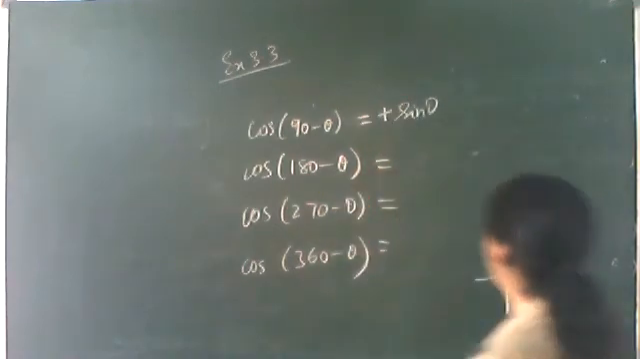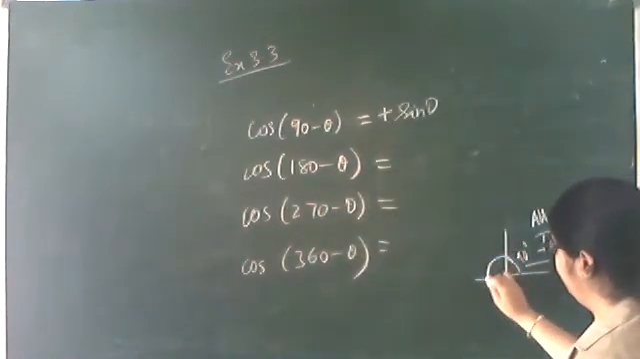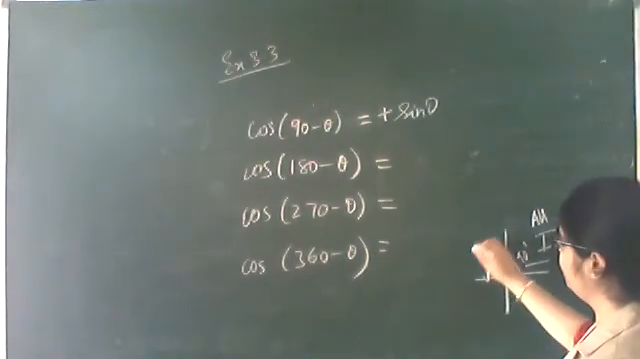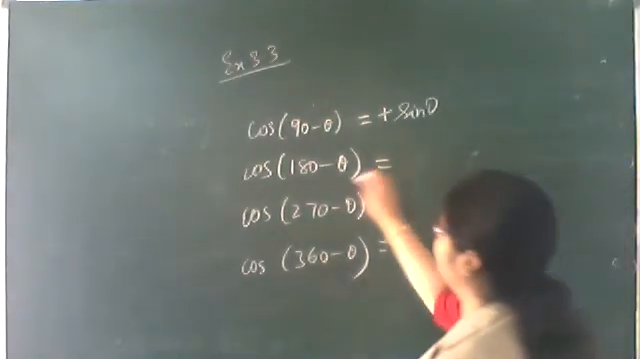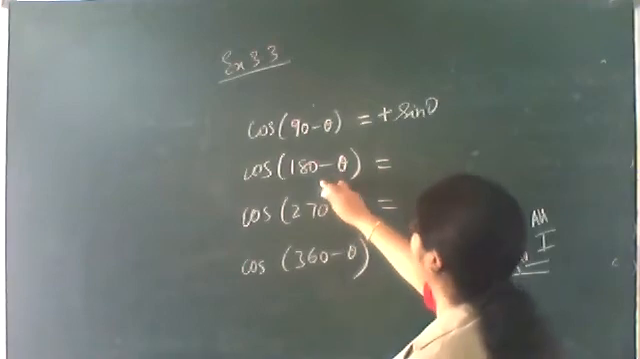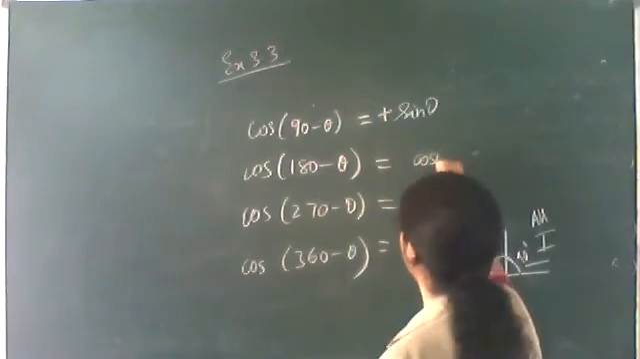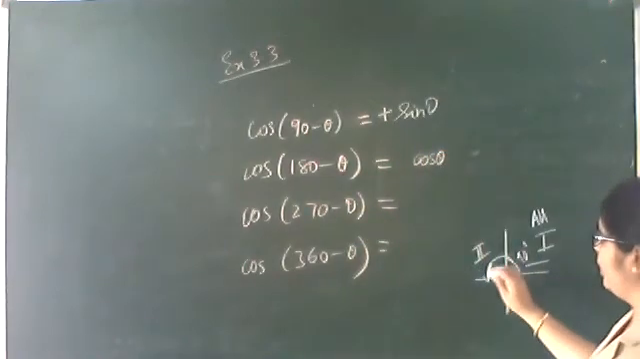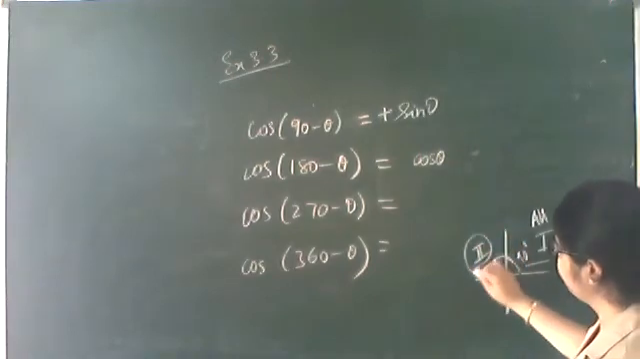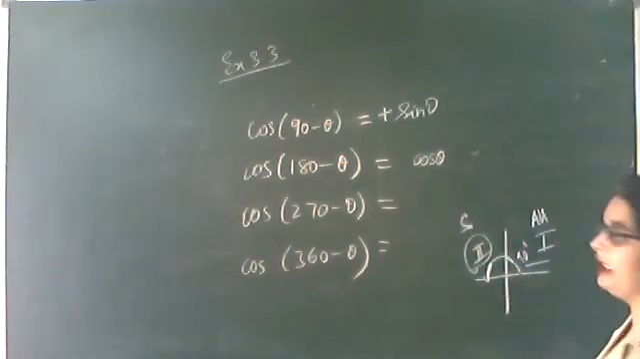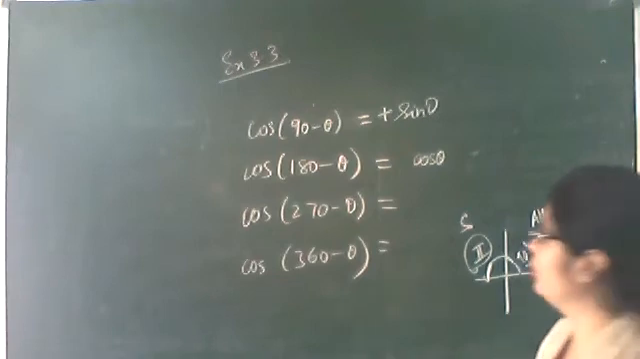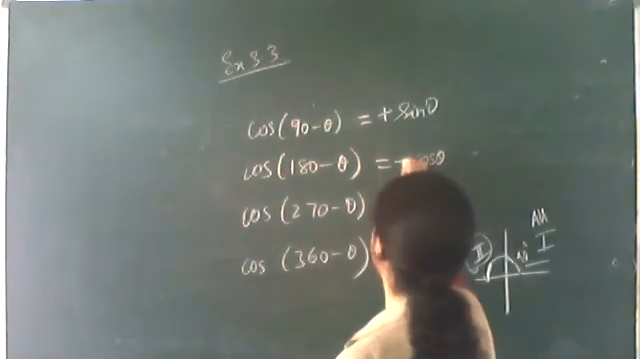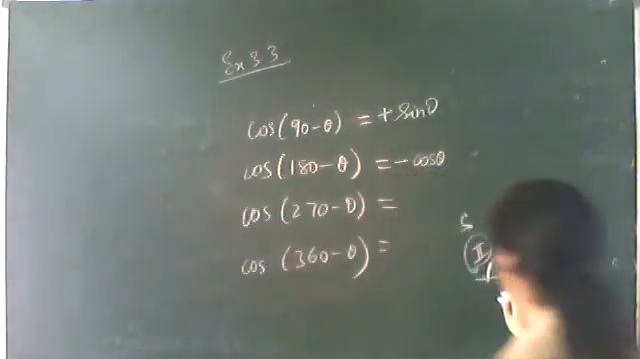Then cos 180 minus theta, where will it lie? 180 minus theta is in the second quadrant. And in 180 minus theta, plus theta, what did I tell you? No change. So it will be cos theta. But see the sign. Cos 180 minus theta will lie in the second quadrant, and in the second quadrant only sine and cosec are positive. So this is cos, so it will be negative.